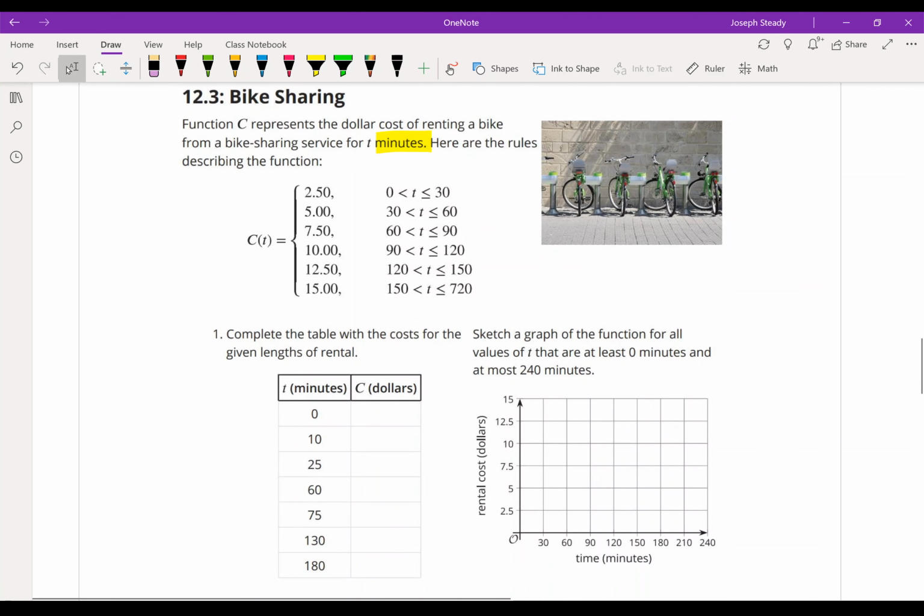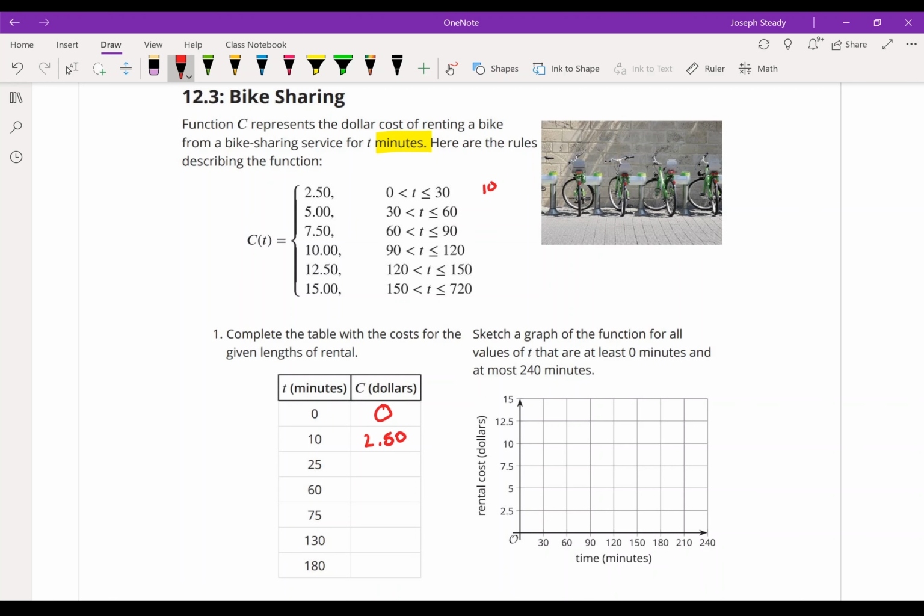If you wanted to rent the bike for 0 minutes, in other words, you don't rent the bike at all, well, that's going to cost you nothing. 0 is actually, and this is important, not included in our function, so you don't have to pay anything. If you rent the bike for 10 minutes, 10 does fall into this category. 10 is between 0 and 30, so that means you're going to have to pay $2.50.